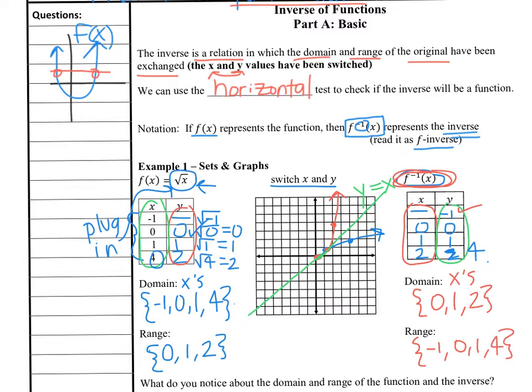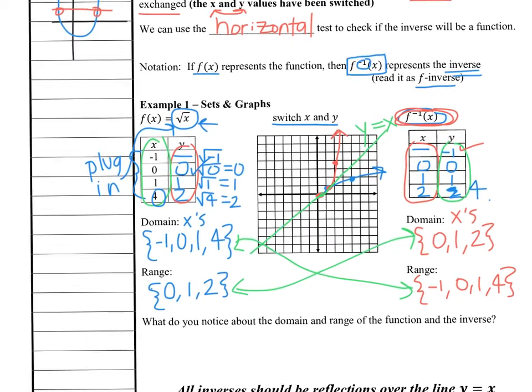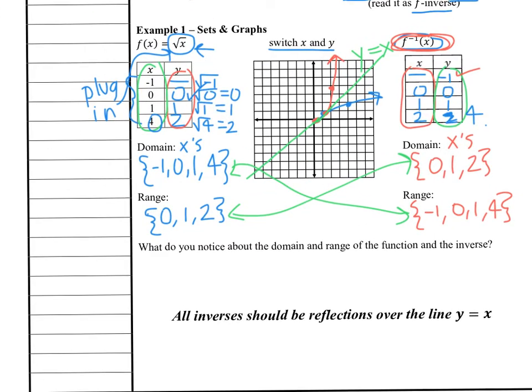So the domain of the original is now the range of the inverse, and the range of the original is the domain of the inverse. So they just switch around. Okay, so what do you notice about the domain and range? They switch. The x and y's switch. Okay, so that's the big idea.